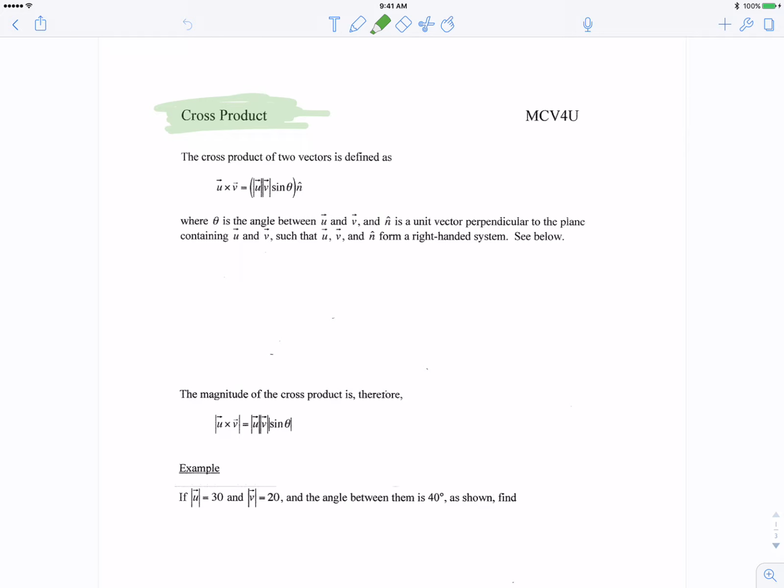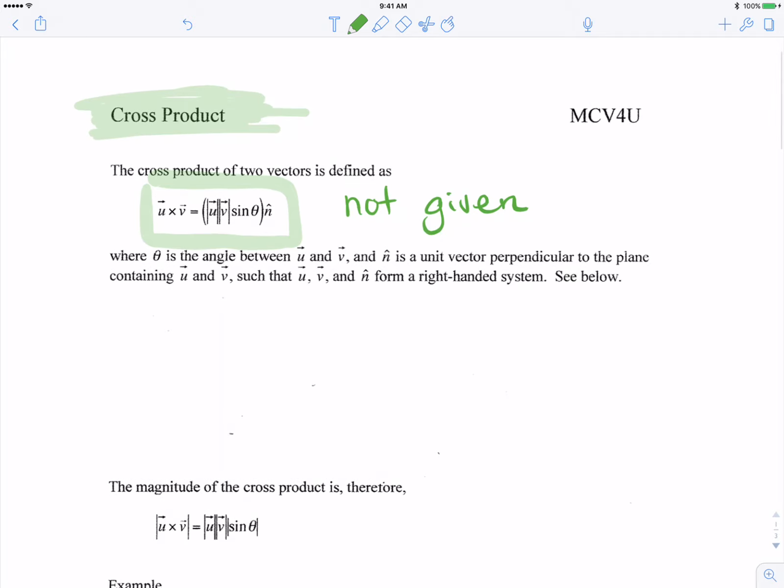So here is a formula that you need to know. This is not given. Remember, the only formulas that you have are projection formulas. But don't stress, because look at this. It looks really similar to dot product. Remember, dot product was U.